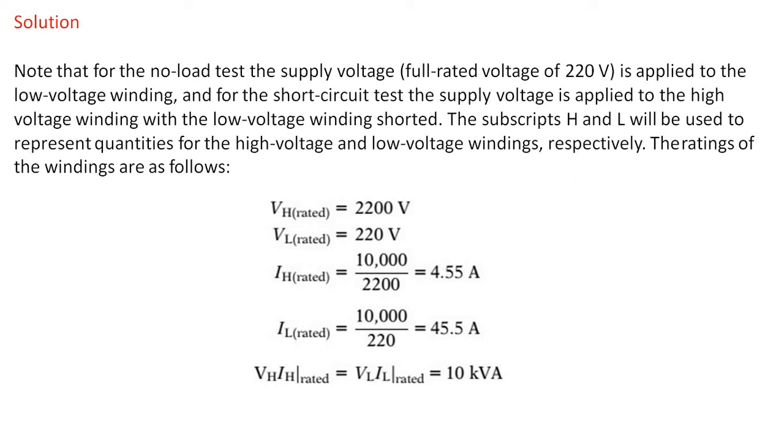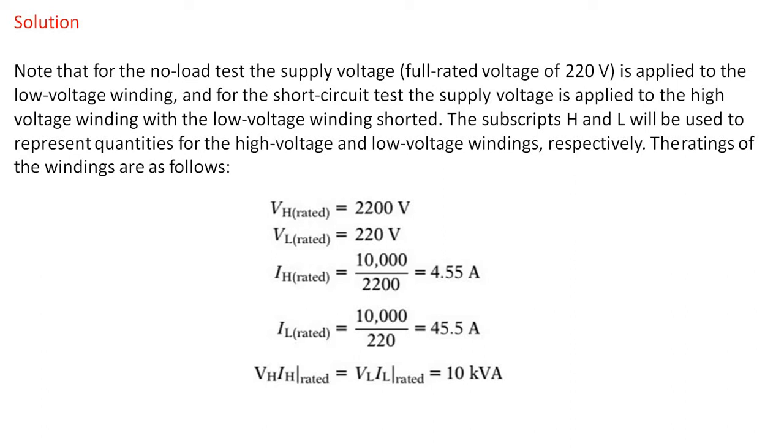Solution: note that for the no load test, the full rated supply voltage of 220 volts is applied to the low voltage winding, and the short circuit test is applied to the high voltage winding with the low voltage winding shorted. The subscripts H and L will be used to represent quantities for the high voltage and low voltage windings respectively. The ratings of the windings are as follows.